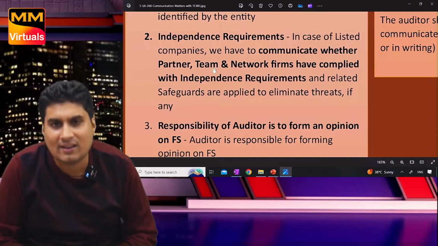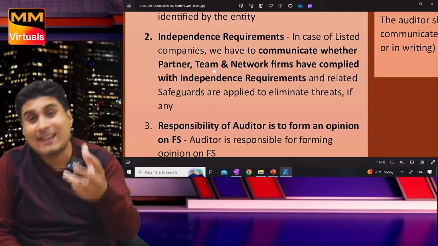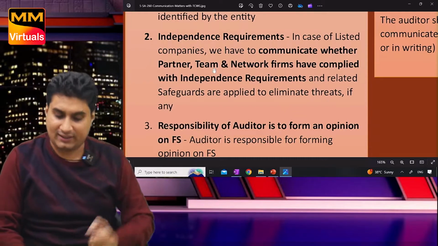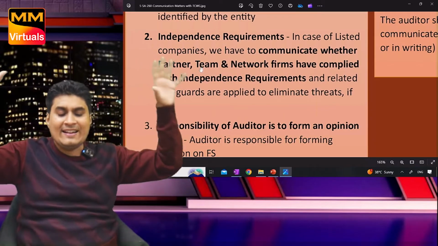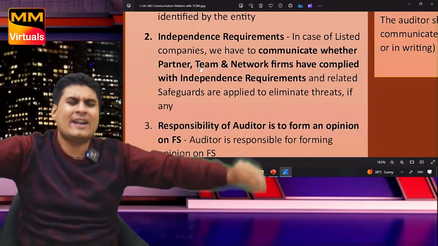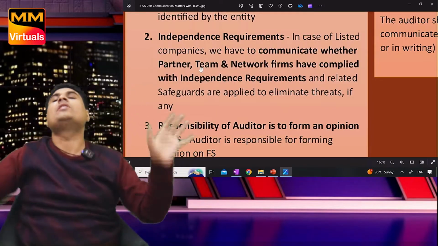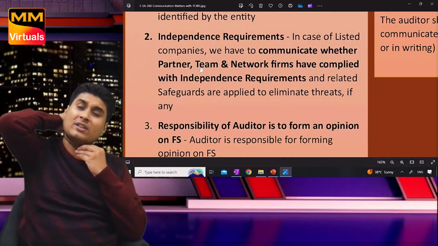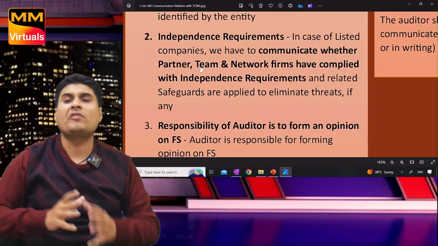Like Ernst & Young, I used to work there. We had 10 associate companies, SR Batliboi, SV Ghatalia and company, etc. Me, my team, and network firm are independent. And if there are any threats to independence, we have removed them. Means there is no threat to independence. So in case of listed company, we need to tell them the partner, firm, and network firms are independent.